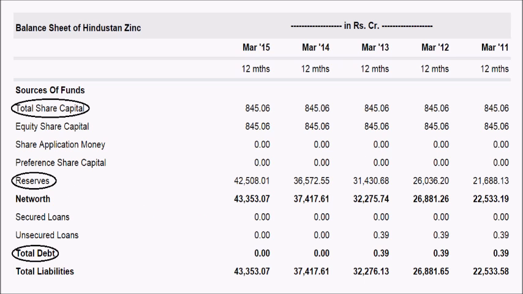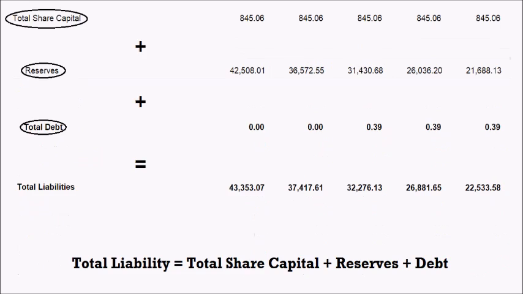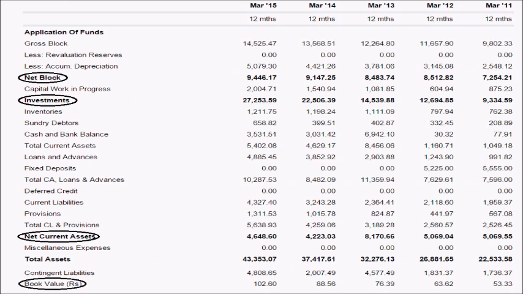Lastly, under liabilities we have total liability. The total liability of the company is obtained by adding up net worth of the company and the total debts of the company. Therefore, total liability equals total share capital plus reserves plus company's debts. Next, let's analyze the assets in the balance sheet.